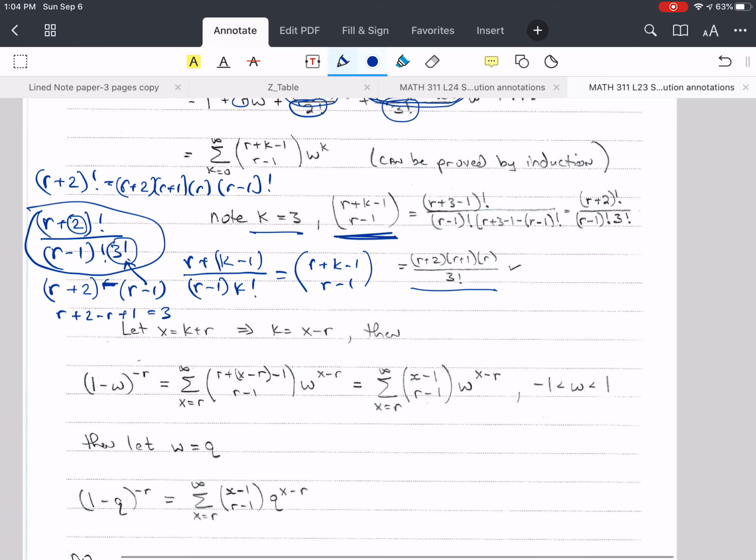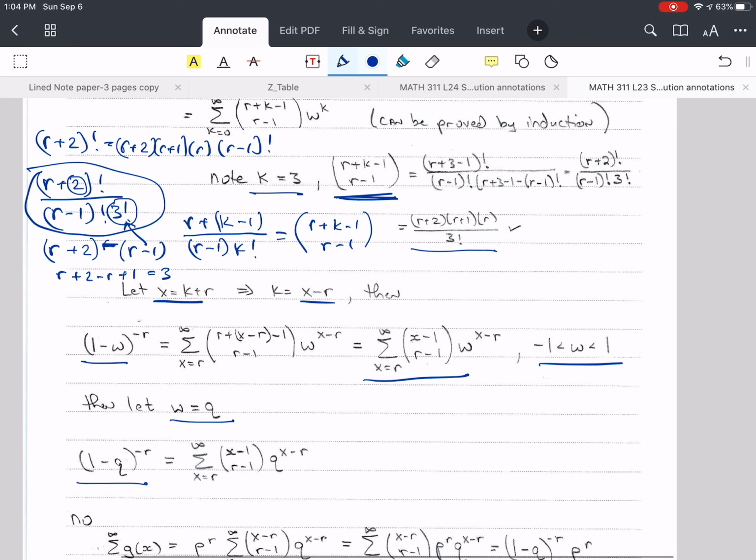Okay. So now we're going to do a substitution, x equals k plus r. We solve for k, we get x minus r. We are going to substitute that in and look at our original binomial here. And when we do that, we end up with this expression here. And remember that w is still between -1 and 1. Now we're going to make another substitution, w equals q, to put it back into terms of our negative binomial. And we see that this expression for 1 minus q to the negative r gives us this summation of the first part, or of part of our PMF.